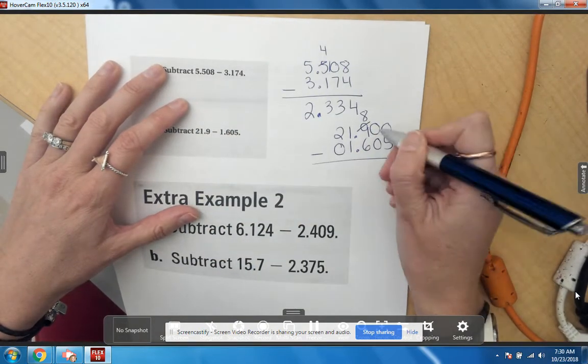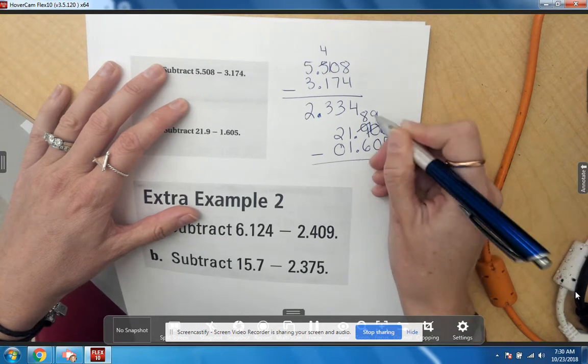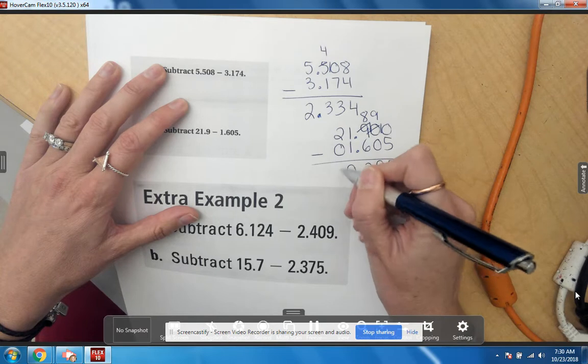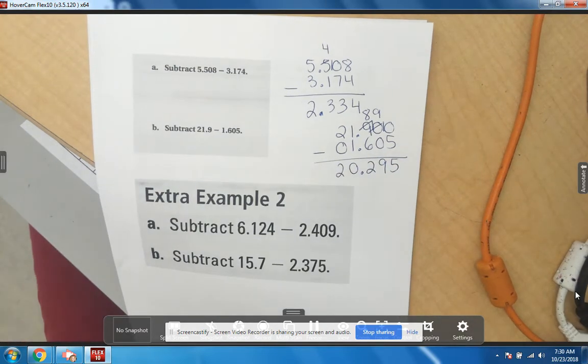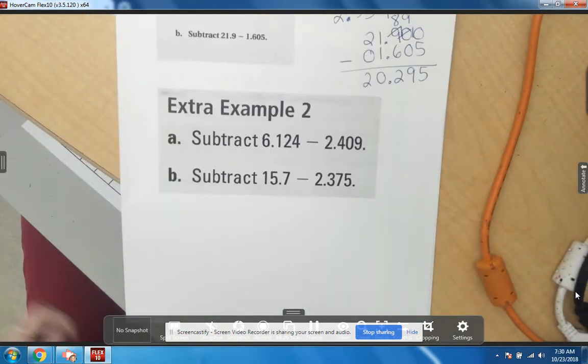So I can get an 8, make this a 10, cross it out, I get a 9. 10 minus 5 is 5, 9 minus 0 is 9, 8 minus 6 is 2, 1 minus 1 is 0, 2 minus 0 is 2. Decimal point comes straight down. So again, you have to line up your decimal points. For subtraction, if you add zeros, they count as numbers, so you definitely have to borrow because you can't just take down the 5. So you're going to pause and try these two.